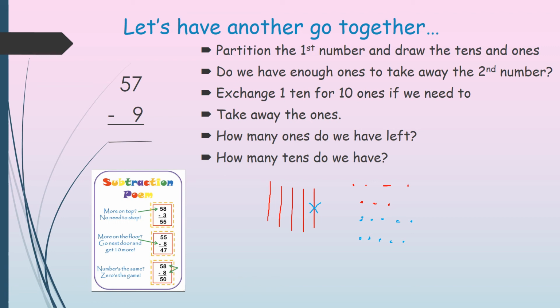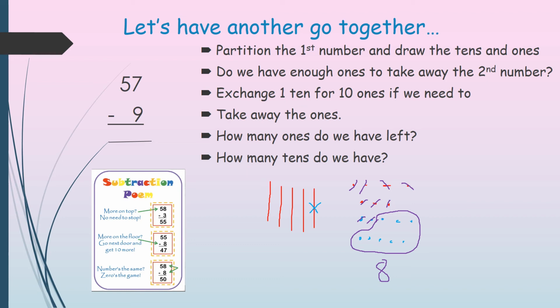So now I'm going to take away my 9. So I'm going to swap to use a different colour so it's a bit clearer for you. So I'm going to cross out 9 ones. 1, 2, 3, 4, 5, 6, 7, 8, 9. Then I see how many ones I've got left. So I can draw a circle around those, shape around those, get it nice and clear. So I've got 1, 2, 3, 4, 5, 6, 7, 8 ones left in there.